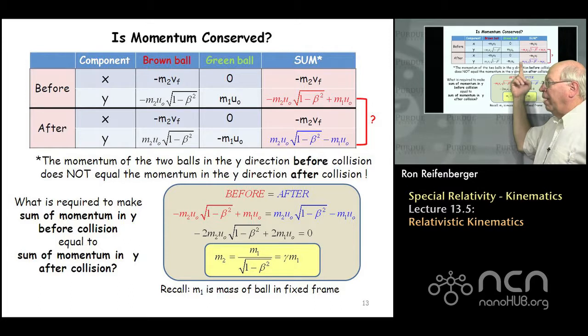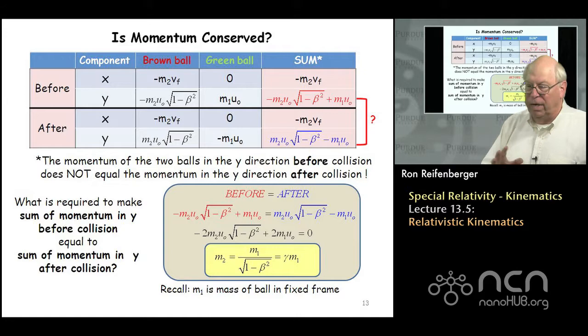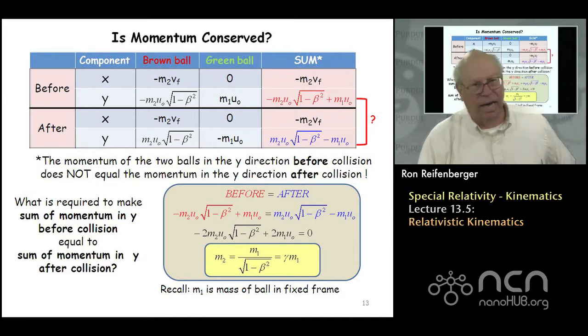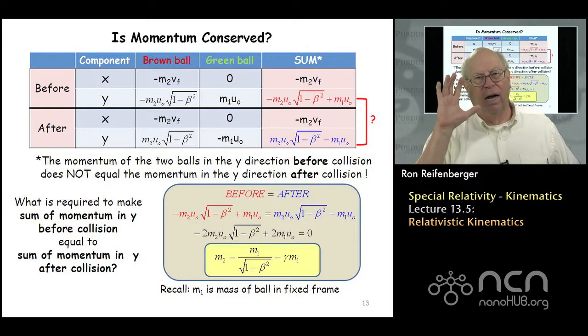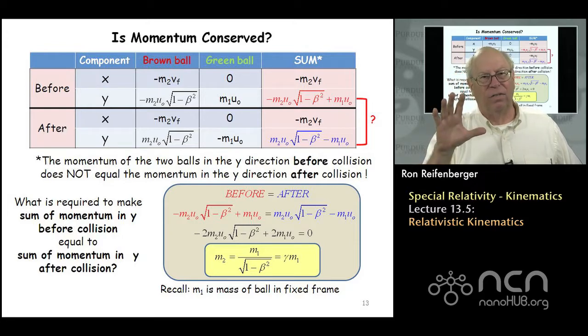When I look at the momentum before and after the collision in the y direction, I get a problem, right? There's a flip in sign, and there's no way that this expression here equals that expression there. So this means that we would have to abandon conservation of momentum under certain circumstances when the velocities of reference frames are moving close to the speed of light. That's a very unsettling conclusion.